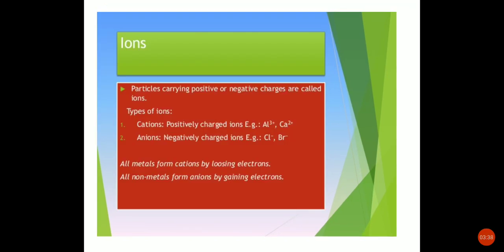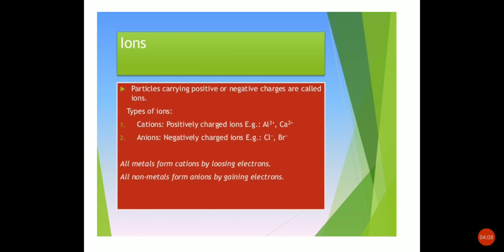Lastly, here we will discuss ions. We have already seen what are atoms and molecules, and here we will discuss ions. Particles carrying charge, or charged species, are known as ions. Particles carrying positive or negative charges are called ions. That means positively or negatively charged species or particles are called ions.